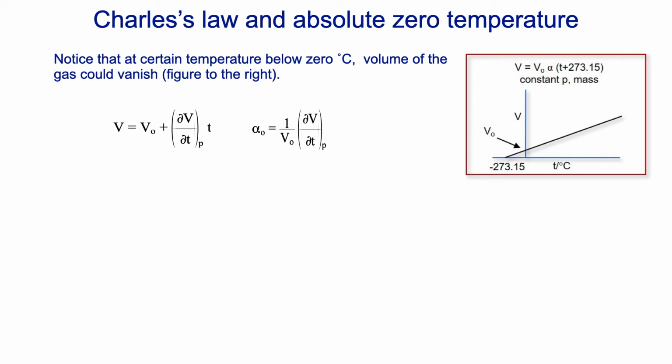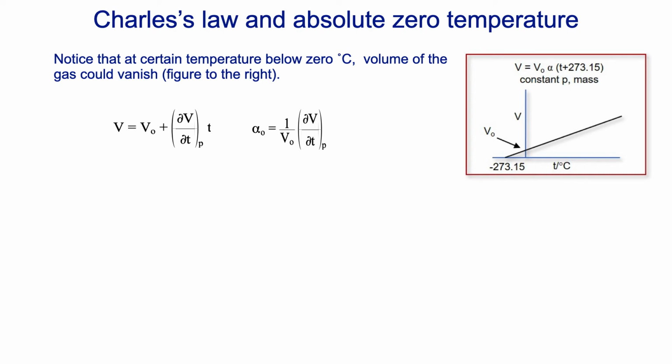Now, it has been noted that experimentally, the value of 1 over V0 multiplied by ∂V/∂T at constant p is a constant for almost all gases that people have measured, within a rough value. And it turns out to be 1 over 273.15. And this is given a special symbol, alpha 0. And so alpha means some sort of a constant that's intrinsic to the gas properties.